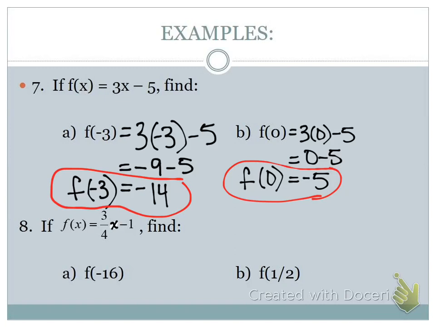Okay, in order to have enough room to show some work on number 8, I'm going to erase the top here. So are we all okay if I erase the top right now? No one's going to yell at me? Okay.